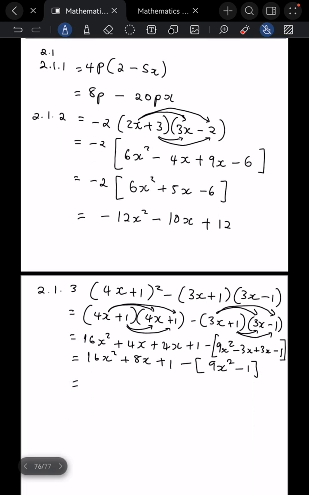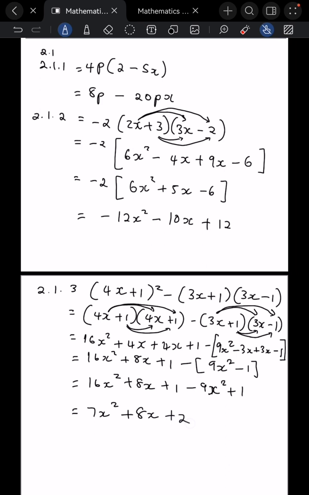Then we continue to say 16x squared plus 8x plus 1 minus 9x squared. Negative 1 times negative is a plus 1. We go with the like terms, which is 16x squared minus 9x squared. 16 minus 9 is going to be 7x squared, and then we're going to have plus 8x, and 1 plus 1 is going to be plus 2. Yes, this is going to be that.